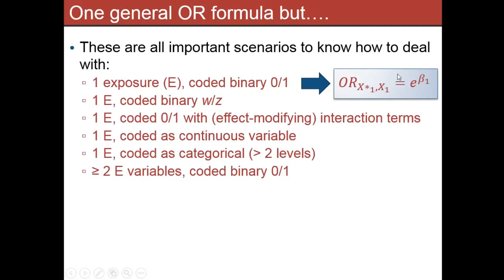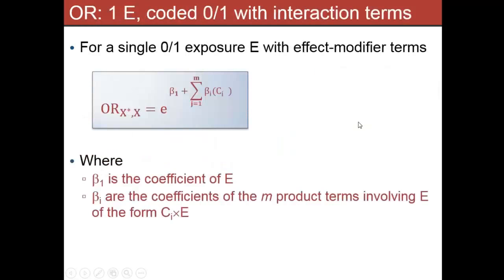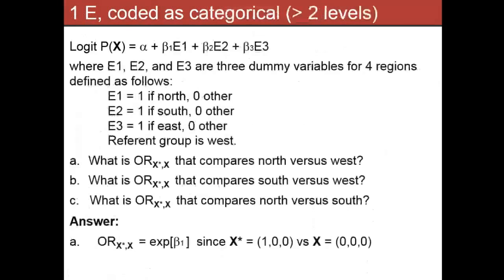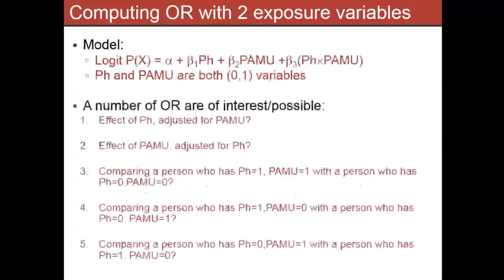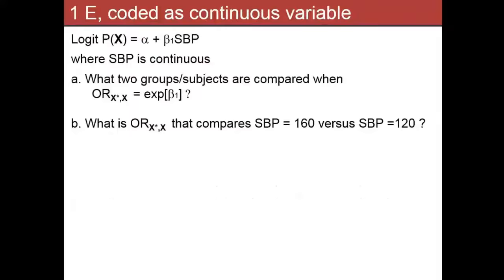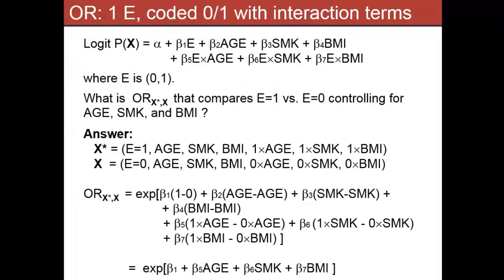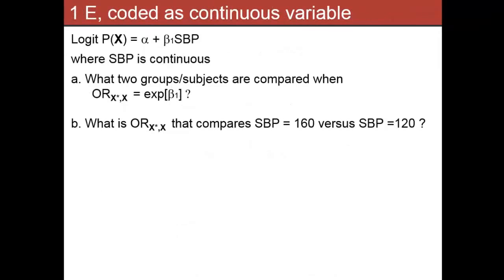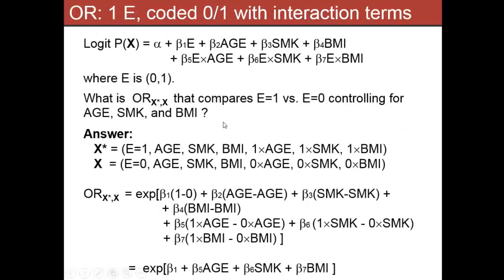What we covered in a sense was this general odds ratio formula, but in certain situations, it reduces in interesting ways. So we saw that with a single exposure, with no interaction, you get e to the beta. And the thing we just looked at was a single exposure with effect modifier terms, the situation with interaction terms.